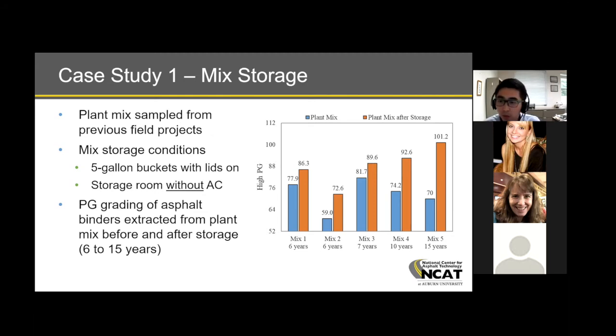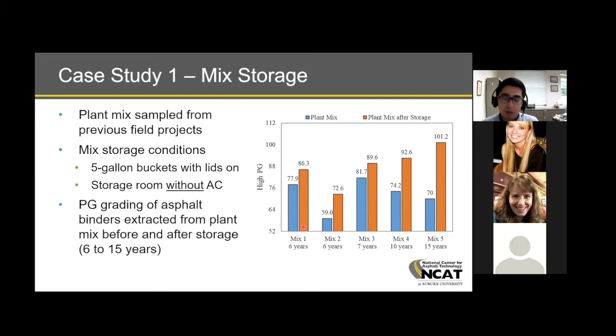Let me see if I can get my pointer working here. Some of the mixes were produced about 6-7 years ago, and they are on the left side of this picture. But we did find one mix from the very first test track research cycle, so when we did the study, it was almost 15 years ago. For each mix I'm showing here, there are two bars, a blue bar and an orange bar. The blue bar is the extracted high temperature PG grade when we tested during or right after construction of those field projects. So that's the data before mix storage. And the orange bar is after X number of years of storage here at NCAT.